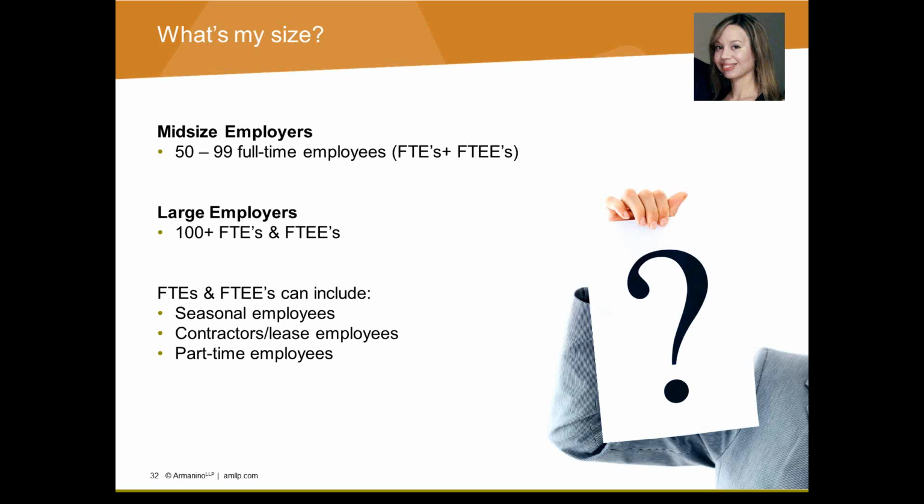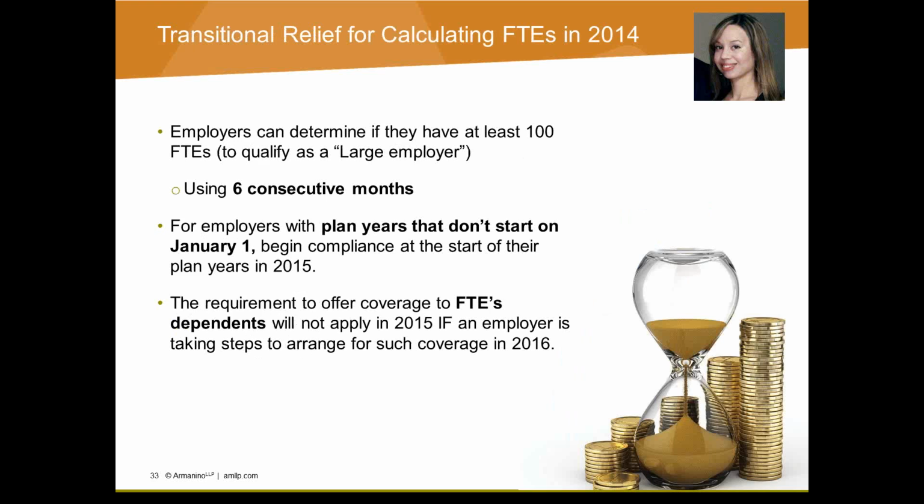especially if they're American citizens. Again, most of the final regs were released earlier this year, so I'm sure you're wondering if there's any more transitional relief, and the good news is there is. So in preparing for 2015, employers can determine whether they have at least 100 full-time employees in 2014 by reference to a period of at least 6 consecutive months, which is down from the 12 months that it was originally. Yeah, so in the future, you're going to look back to the prior 12 months to determine whether or not you're a large employer. In fact, for 2015, you can still do that.